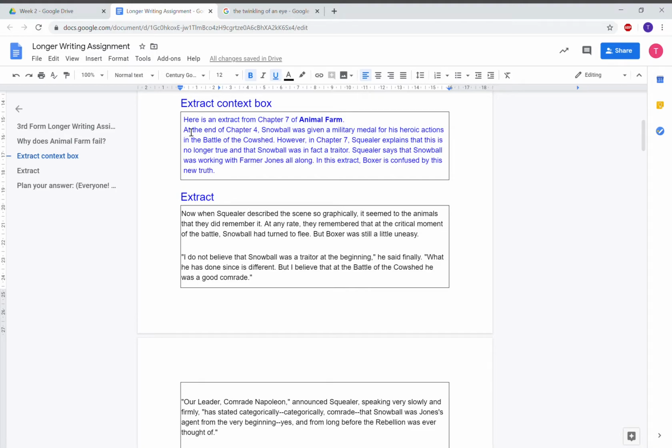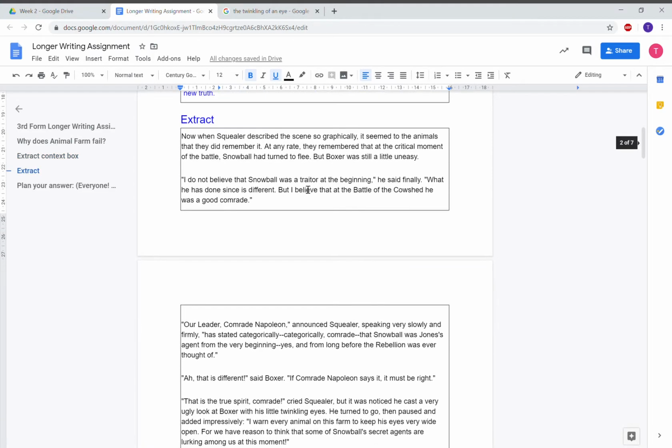And it says, here is an extract from chapter 7 of Animal Farm. At the end of chapter 4, Snowball was given a military medal for his heroic actions in the Battle of the Cowshed. However, in chapter 7, Squealer explains that this is no longer true, and that Snowball was in fact a traitor. Squealer says that Snowball was working with Farmer Jones all along, and in this extract, Boxer is confused by this new truth.